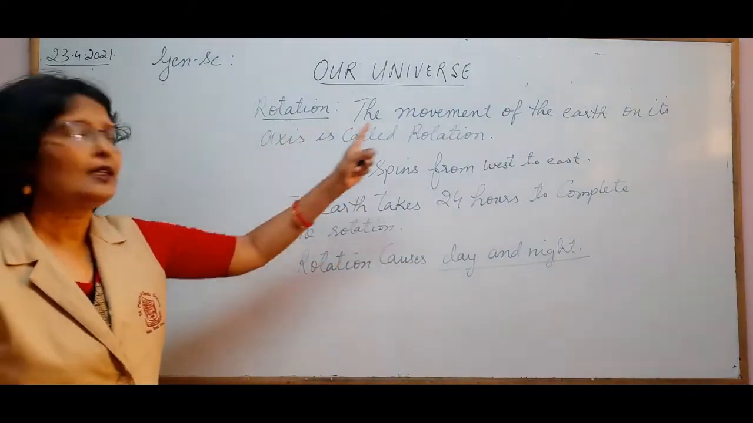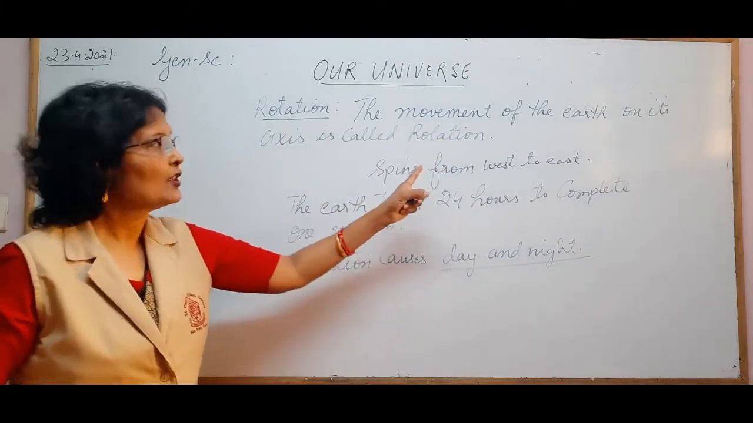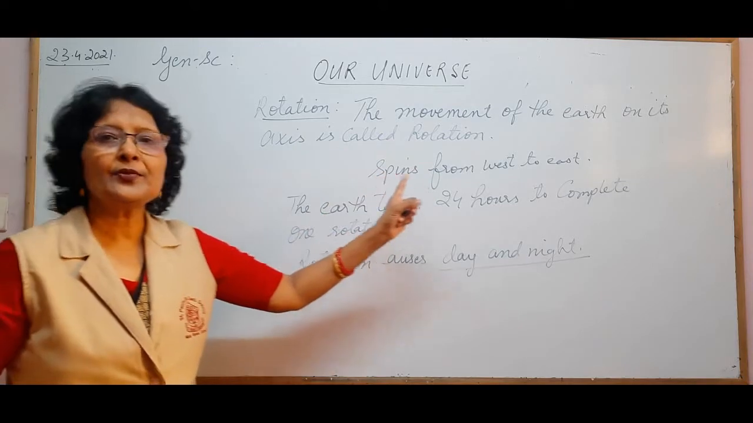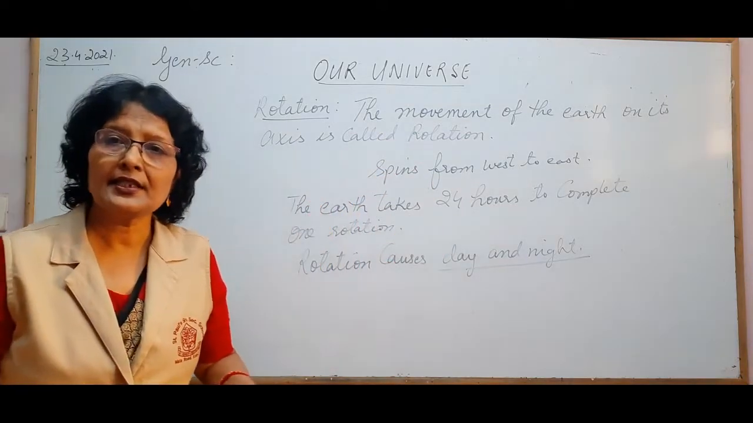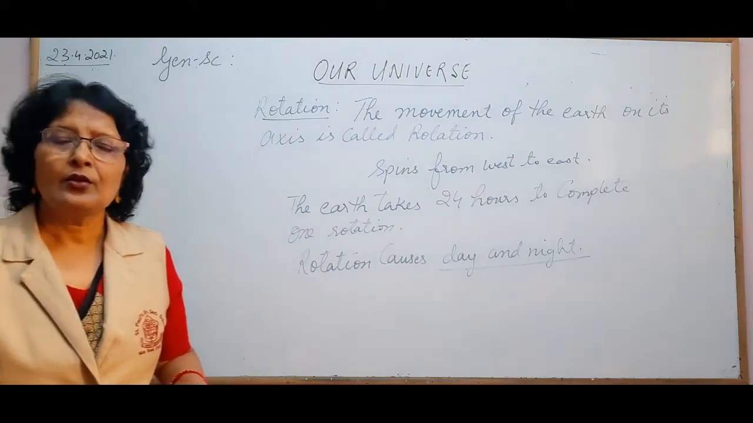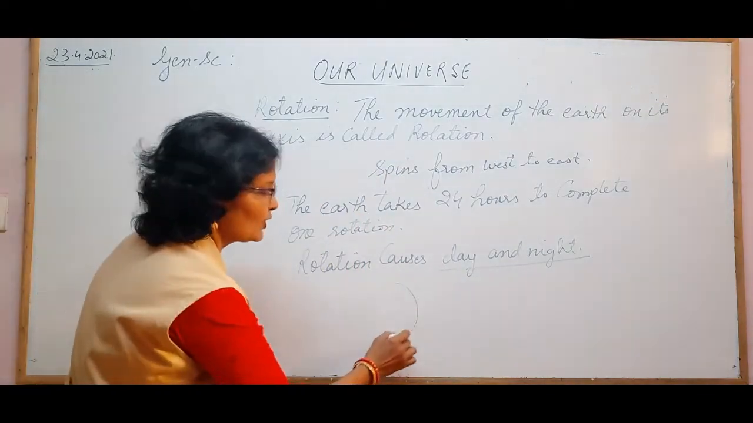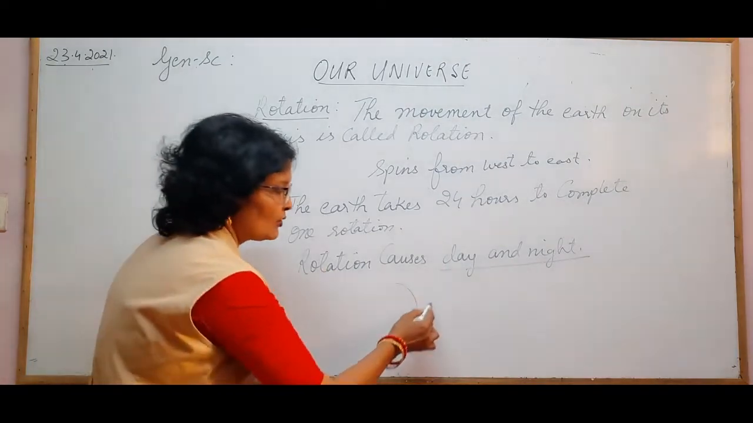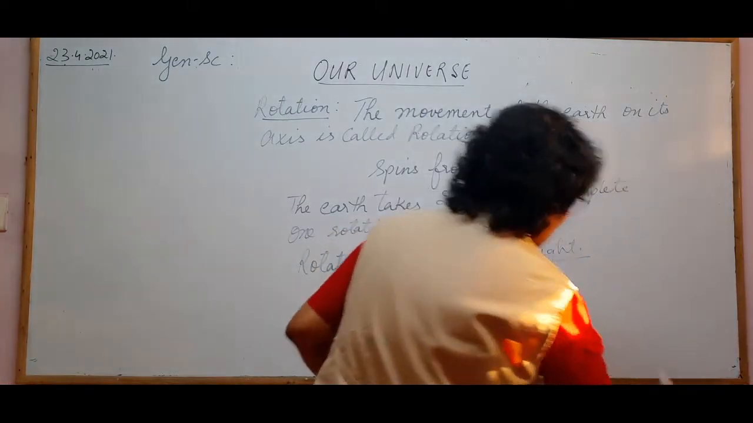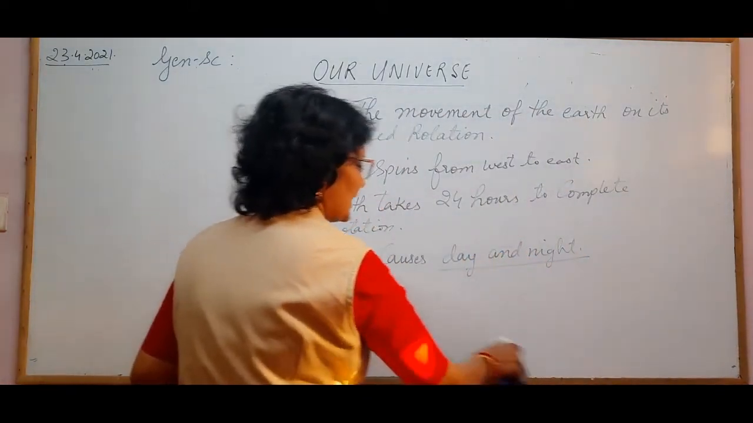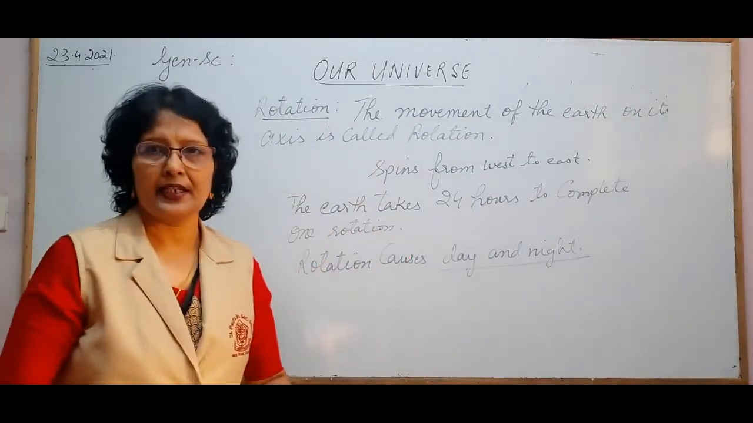What is rotation? The movement of the earth on its axis is called rotation. Then it spins from west to east, in an anti-clockwise manner. You know what is anti-clockwise and clockwise? Clockwise means it moves how the clock moves. Anti-clockwise, the opposite of how the clock moves. Then rotation causes day and night.